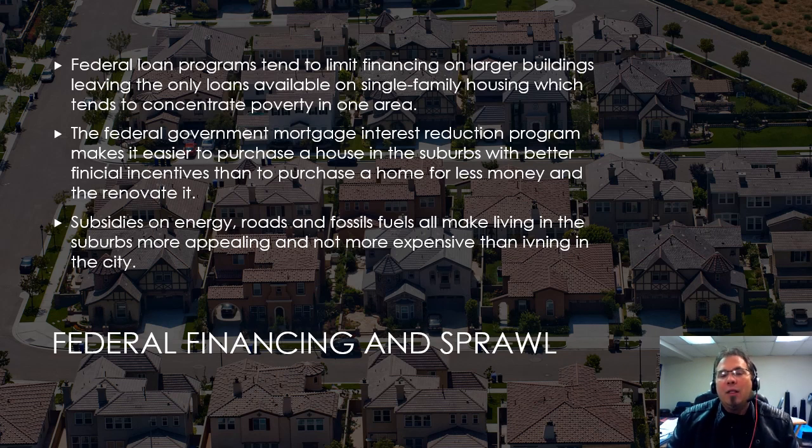And on top of that, there's the mortgage reduction program that makes it easier to purchase a house in the suburbs, with better financial incentives than it would be to purchase a home for less money and then renovate it. In the book, they use that example. If I'm going to spend $150,000 on a house in the suburbs, it makes more financial sense to do it that way because I get a bigger tax break on that loan than to spend $50,000 on a home in, let's say, not as nice an area, and then sink $100,000 into that home. I don't get all of the tax breaks when I do it that way. So that also led to the suburban sprawl.